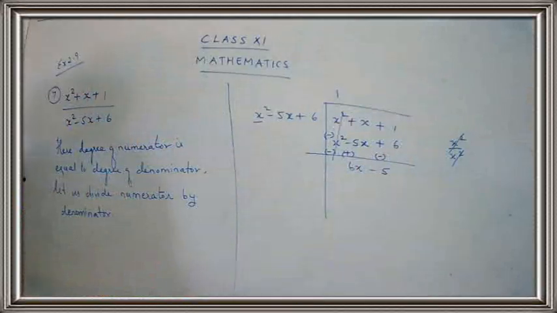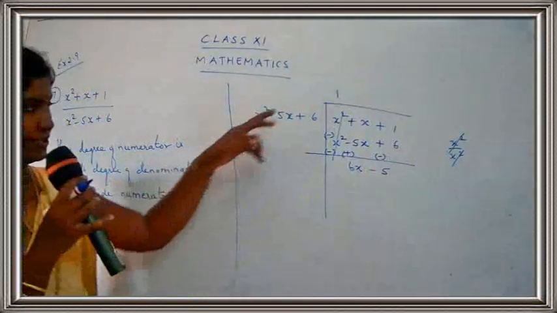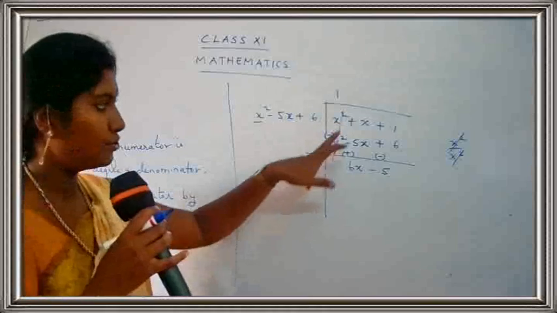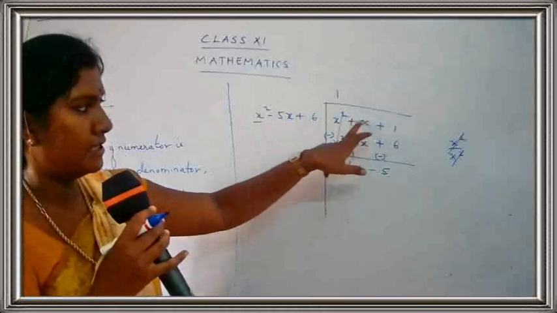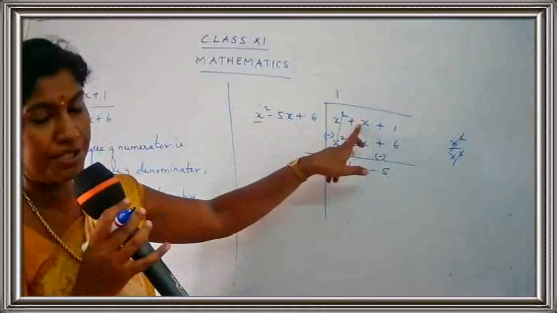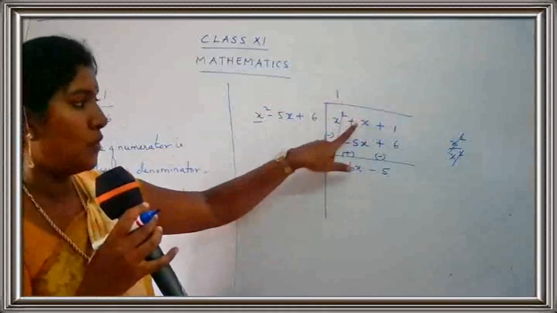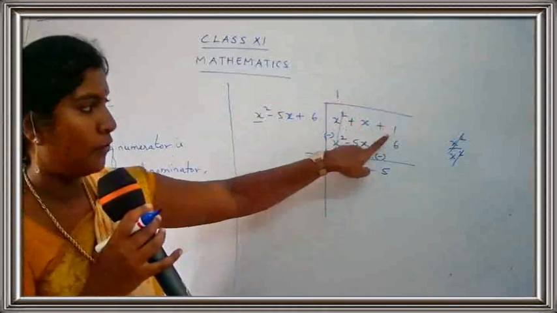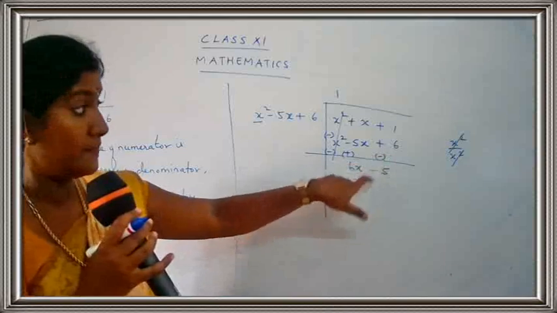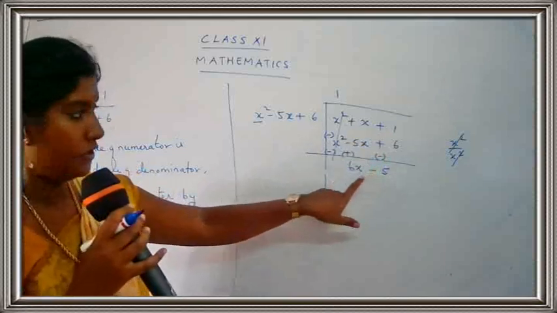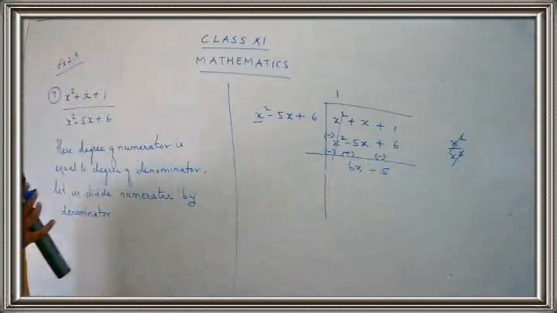So x square minus 5x plus 6. So just cancel the common part. So 1 plus 5. Here the coefficient is 1. No number is mentioned. That means you have to take it as 1. So 1 plus 5 is 6x. 1 minus 6 is 5. That's minus 5. 1 minus 6, minus 5. So we got the answer as 6x minus 5.